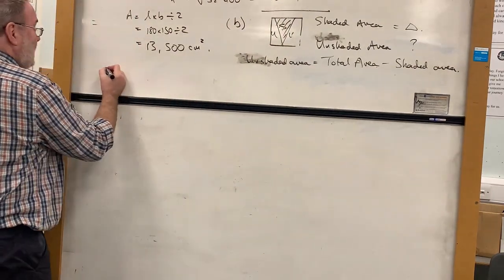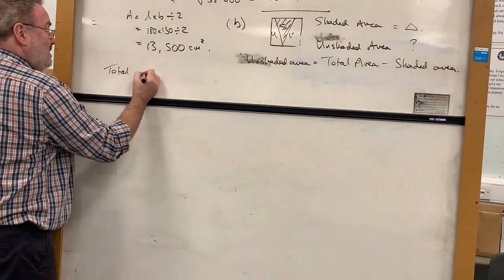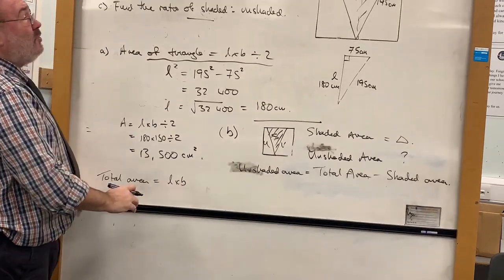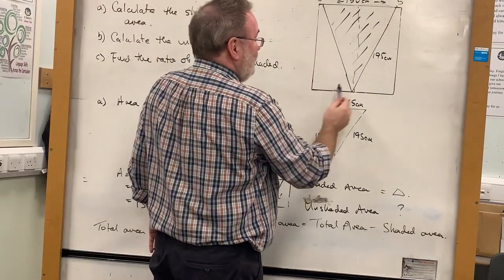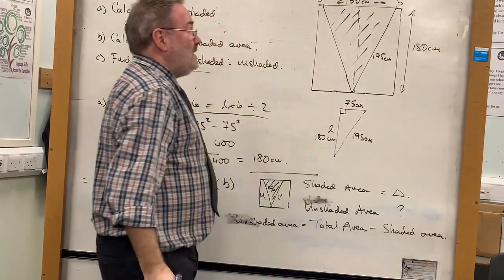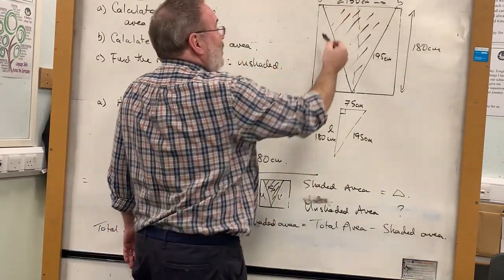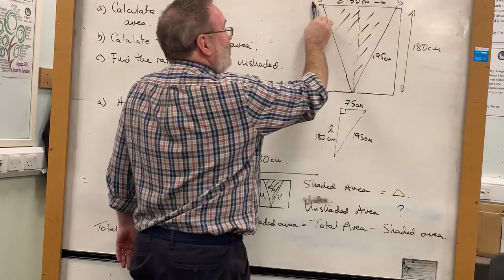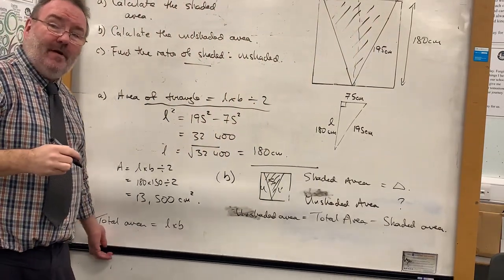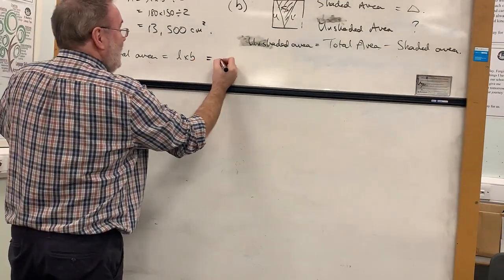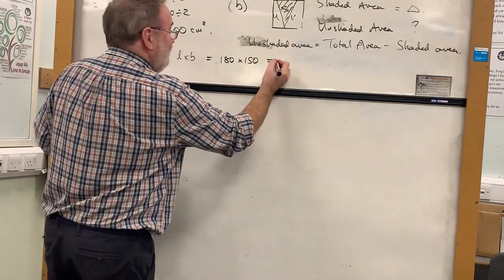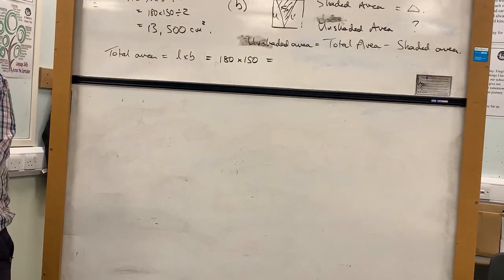Now the total area is the area of a rectangle. So it's going to be length times breadth. So if we go back to this again, you've got your breadth now is going to be 180 centimetres. Now this is where you could fall into the trap. The breadth is not, or the length rather, is not 150, it's 160 because of those two 5s. So the total area is going to be 180 multiplied by 150.